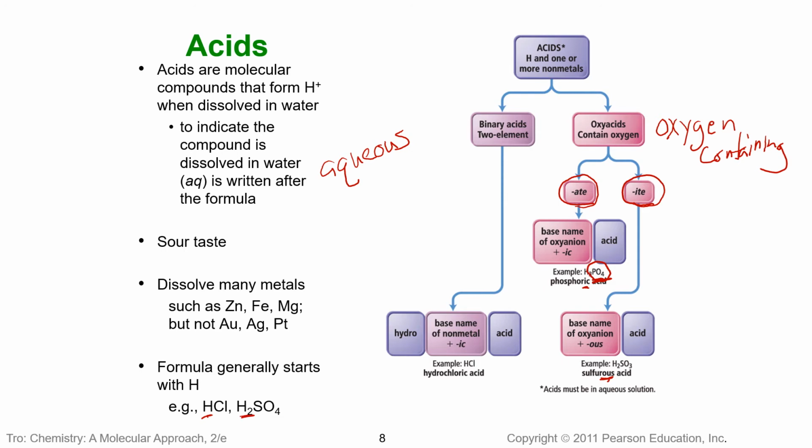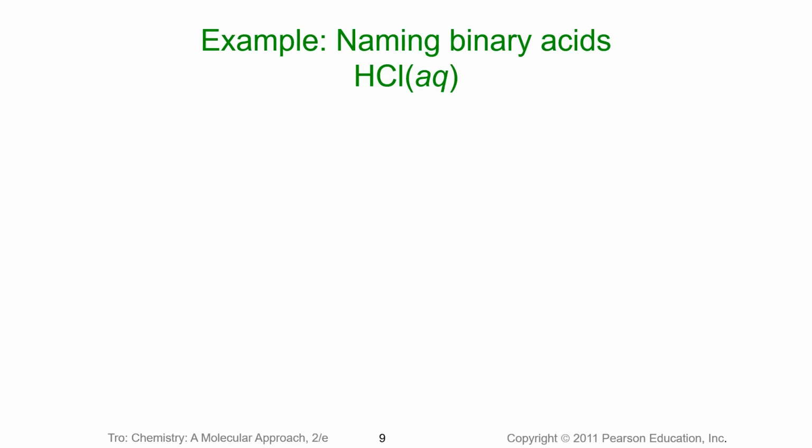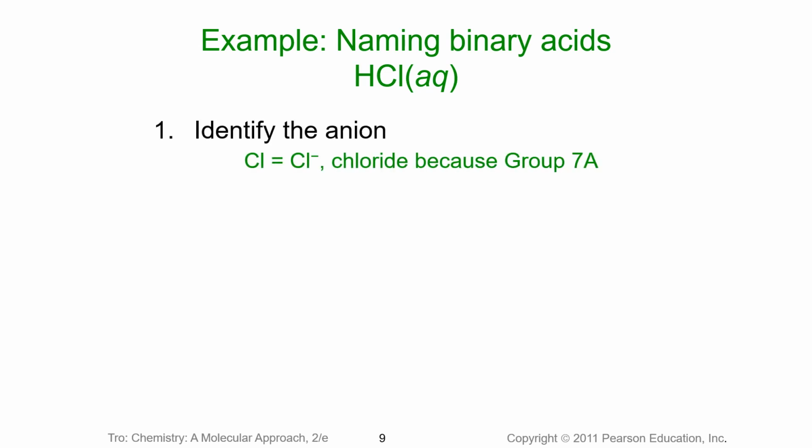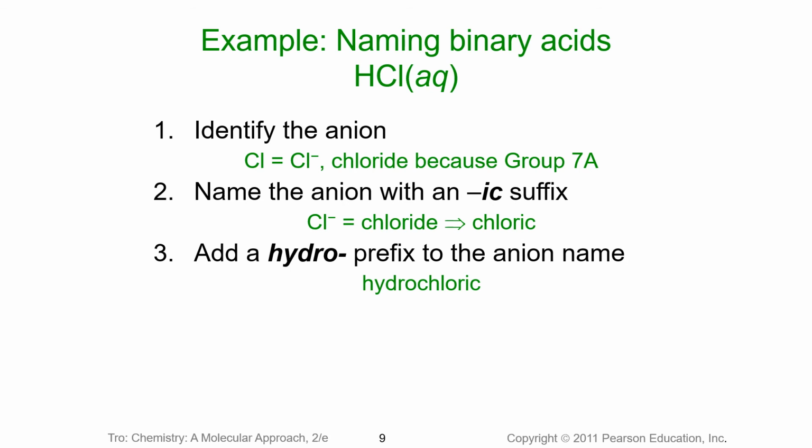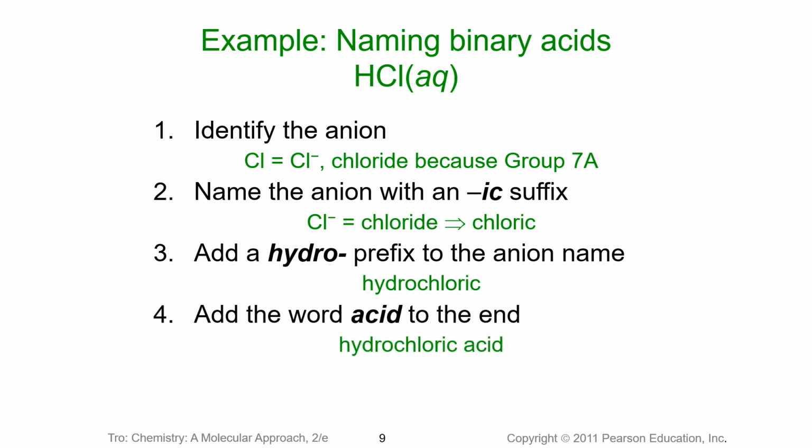So when we have just two, we add the word hydro in front and change the ending to ic. An example of that is HCl, hydrochloric acid. The hydro is there because there is no oxygen. So let's name HCl. We want to identify the anion. So it's Cl. There's no oxygen here. So we're going to change the chloride to chloric. We're going to add the hydro because there's no oxygen, and it becomes hydrochloric acid. Acid gets added to the end when our formula starts with H.